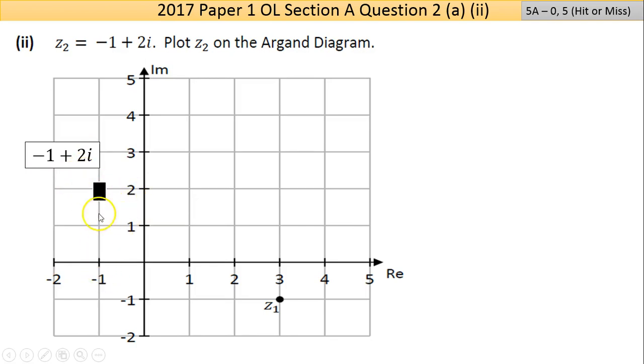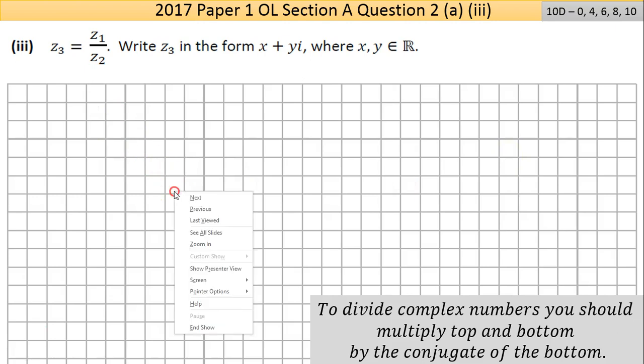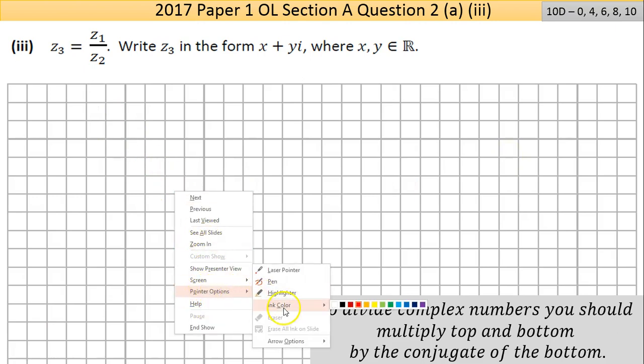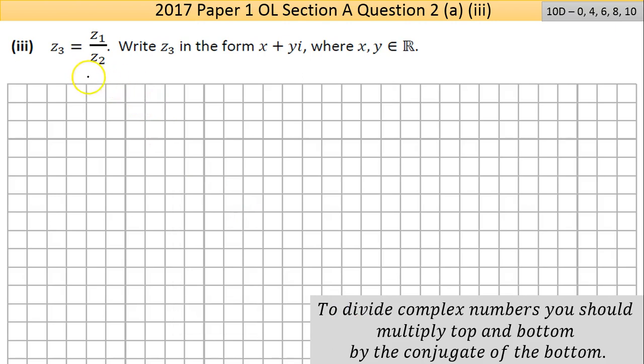So again, that's -1 on the real axis and 2i on the imaginary axis. Now part 3 here, as I said, the complex number question to me is basically bog standard. Here's division of complex numbers, and they're asking me to find a complex number Z3, which is found by dividing complex number Z1 by complex number Z2, and you write that in the form x plus yi, which is the equivalent of a plus bi. It's just a different way of saying it, where x and y are real numbers, basically any number.